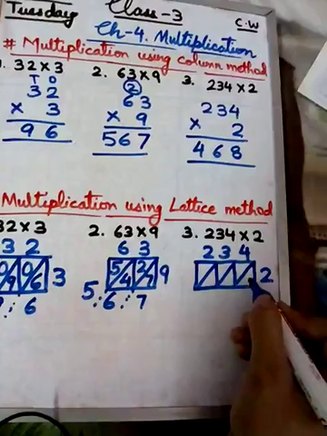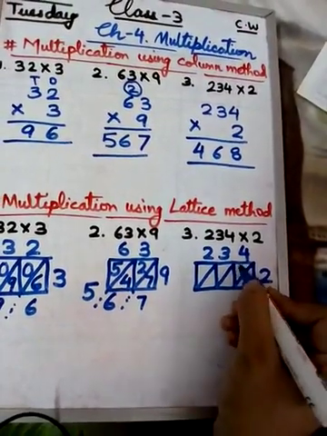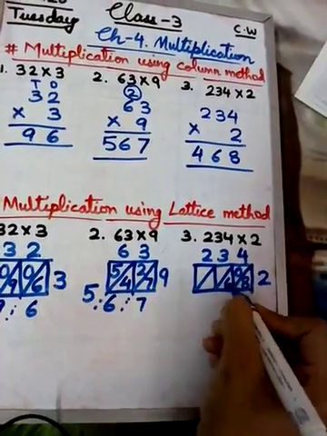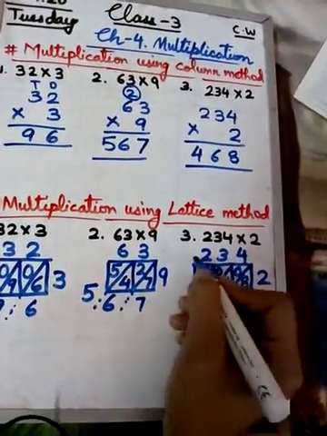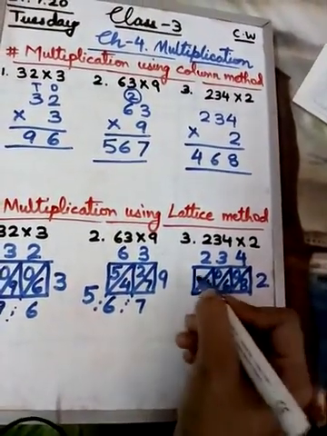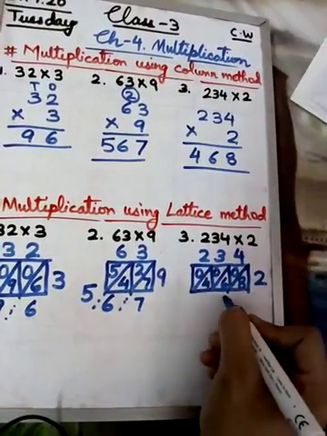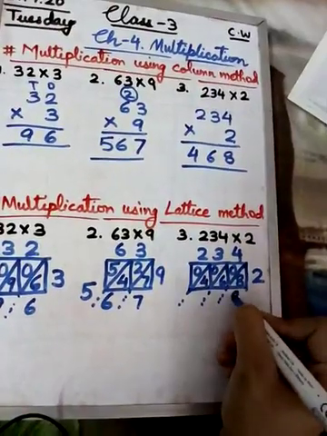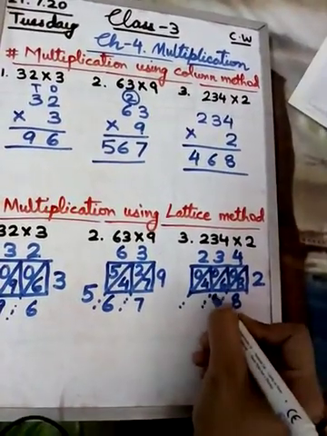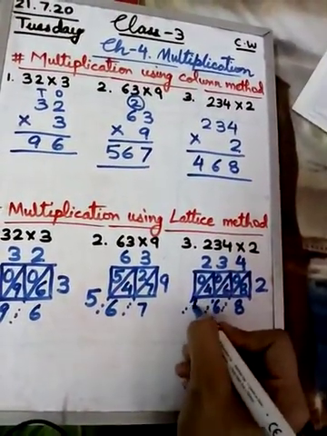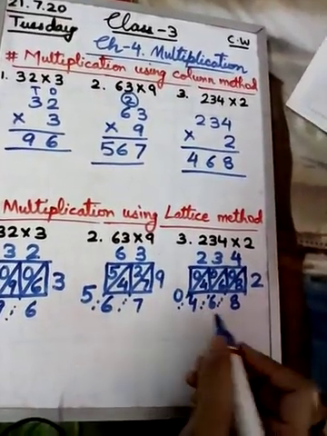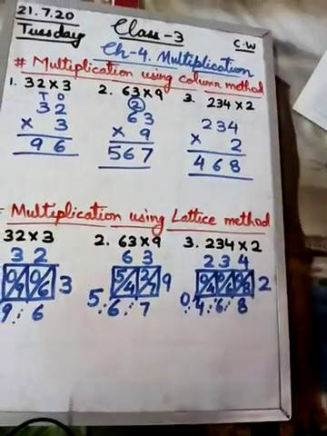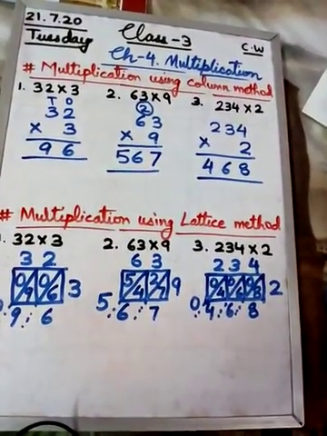2 fours are 8. So ones place 8, tens place nothing. 2 threes are 6. Write 6 down, 0 up. 2 twos are 4. 4 down, 0 up. Let us add diagonally now. What is here? 8. 0 plus 6, 6. 0 plus 4, 4. And here 0. What is our answer? 468. See, it's matching. Let us do similar questions in some exercises.